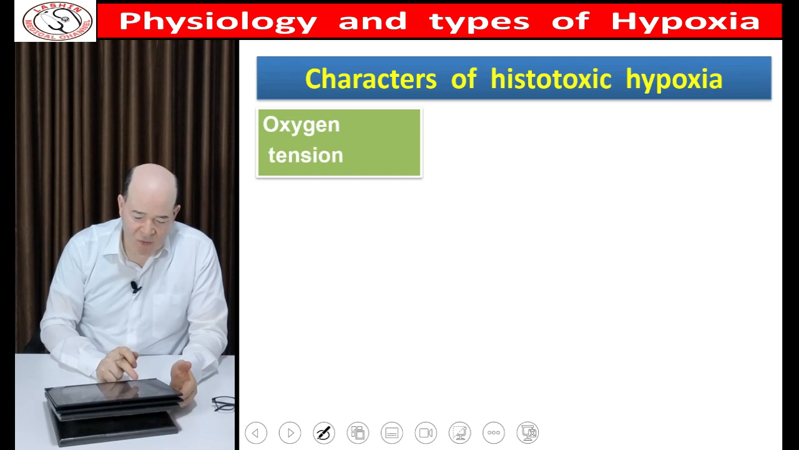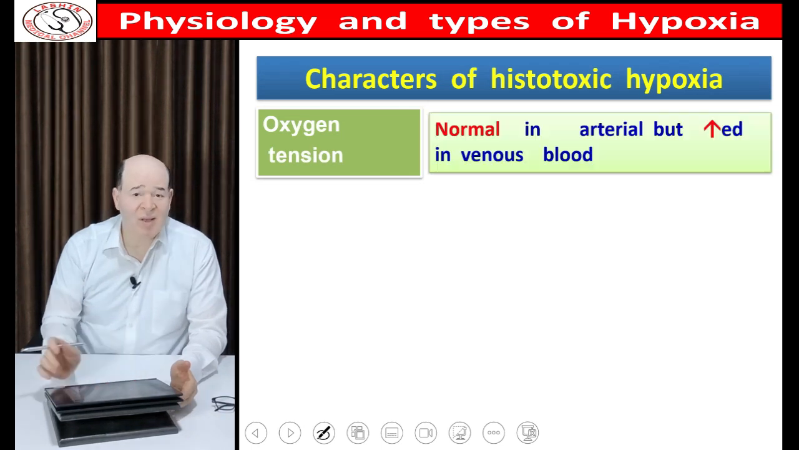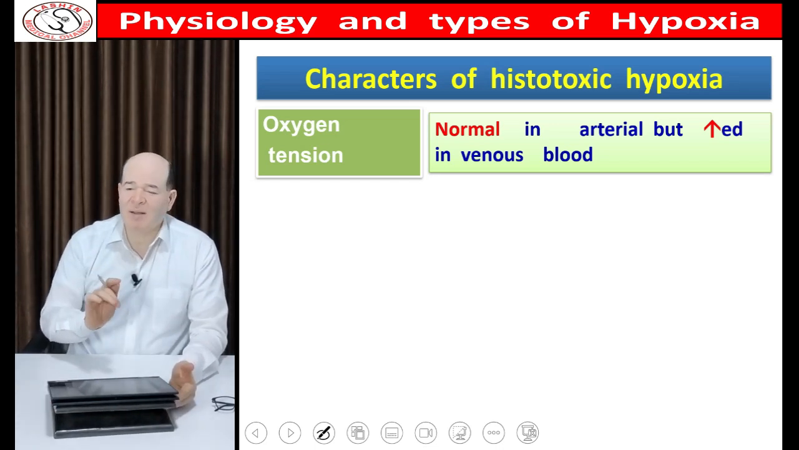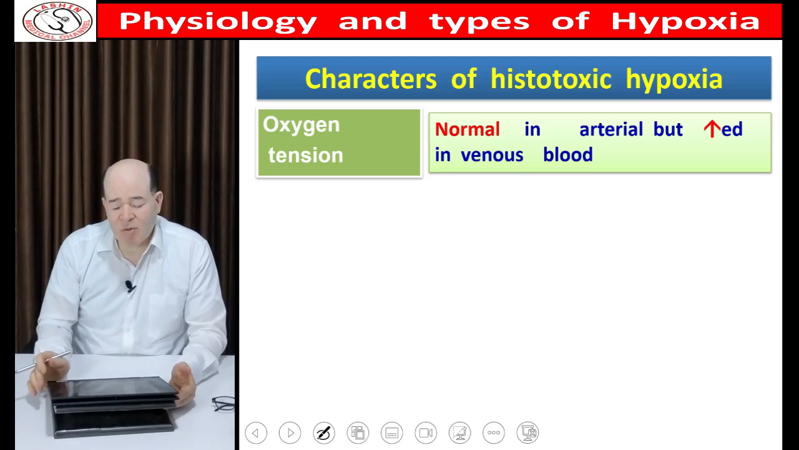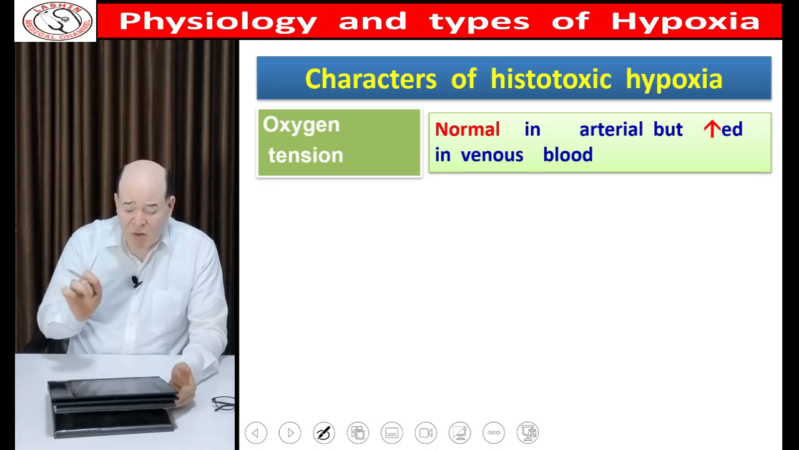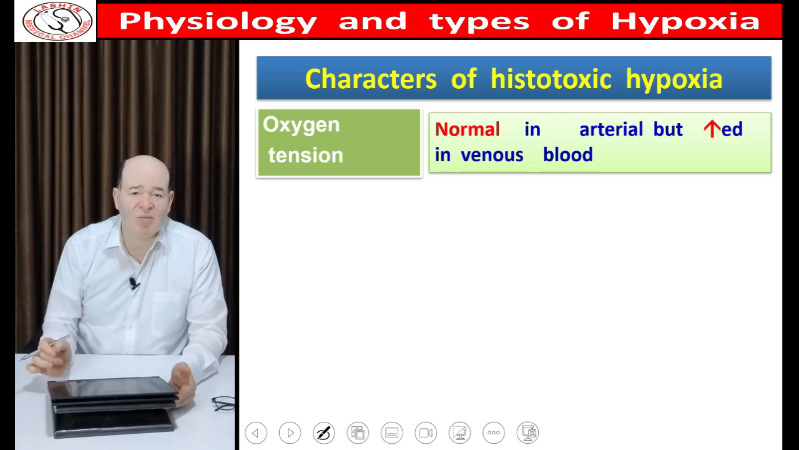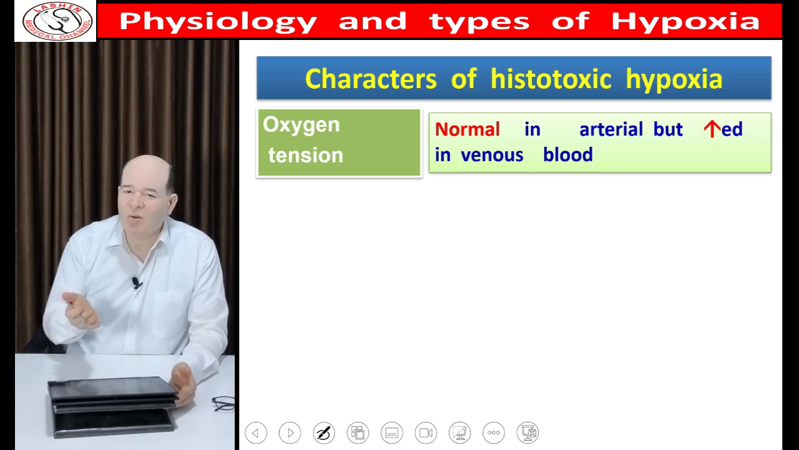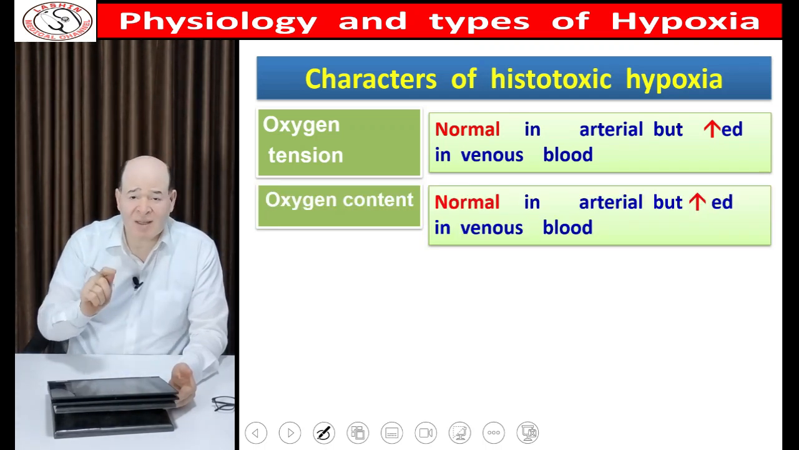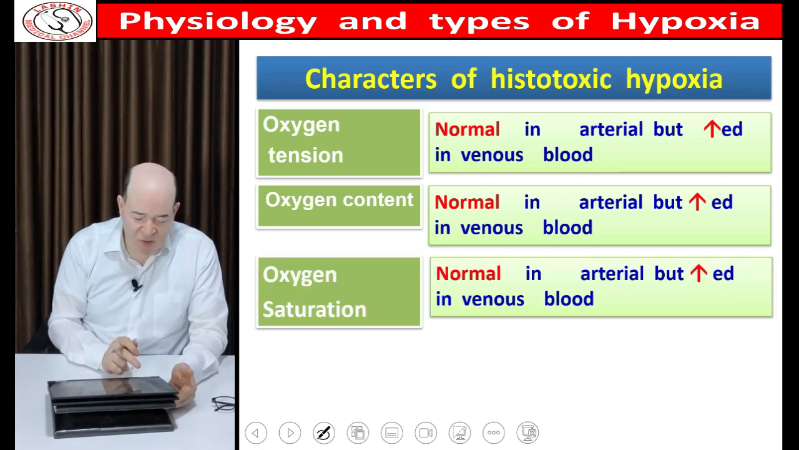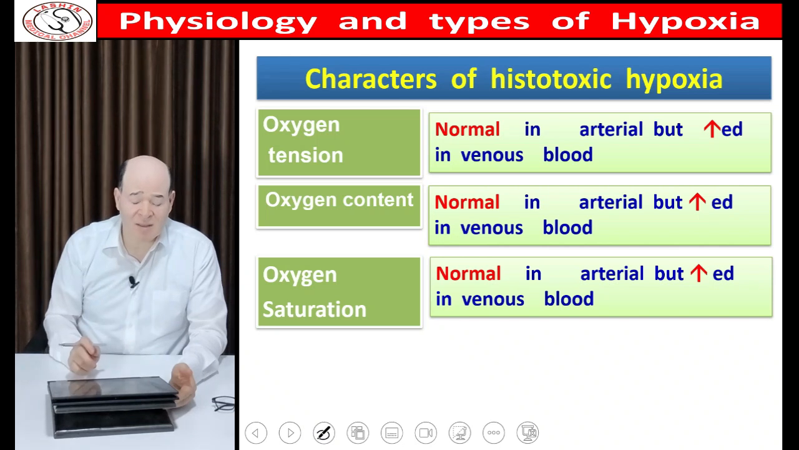Regarding the characters of histotoxic hypoxia, you can expect most of the items. Oxygen level is normal in the arterial blood. It is decreased only in hypoxic hypoxia. However, in the venous blood, it is increased more than its normal value. It is the only condition in which venous blood oxygen is higher than its normal values because it is not consumed. No oxygen consumption. Enzymes are inhibited. Oxygen content is normal in arterial blood but increased in the venous blood, not consumed. By consequence, oxygen saturation is normal in arterial blood and increased in venous blood.